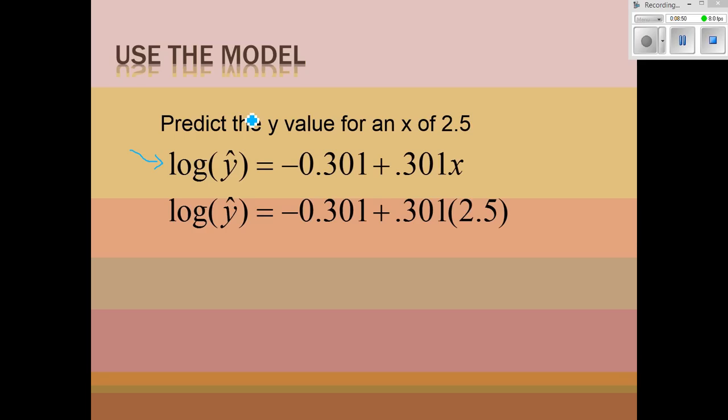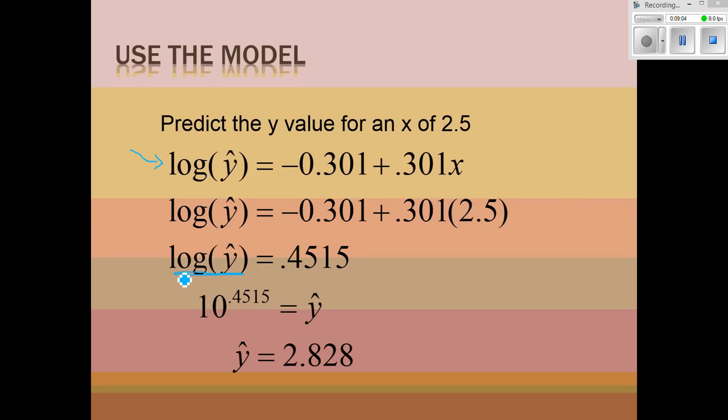Plug in 2.5. If it's 2.5 days, how many bacteria? Be aware, don't stop here. We have not solved for y yet. We still have the log of y. We need to go ahead and undo the log by putting it to the 10th power. And so we should predict that at 2.5 days, we end up with 2.828 bacteria.